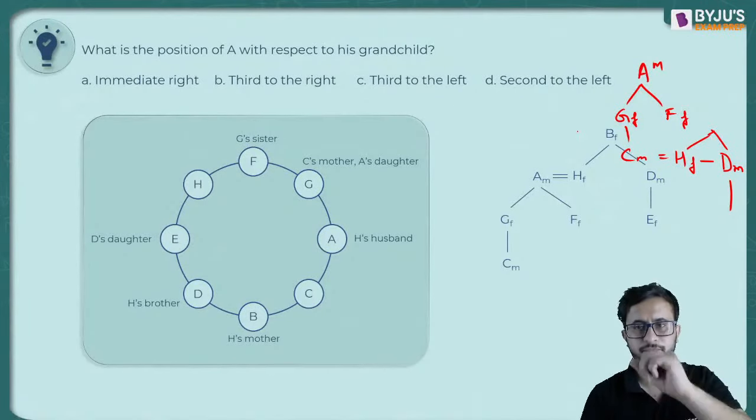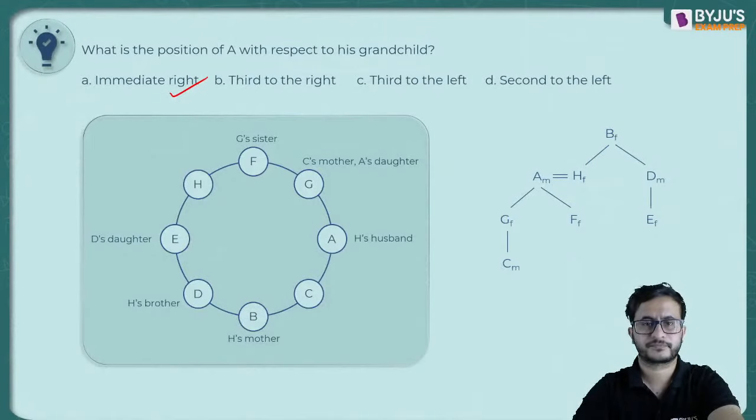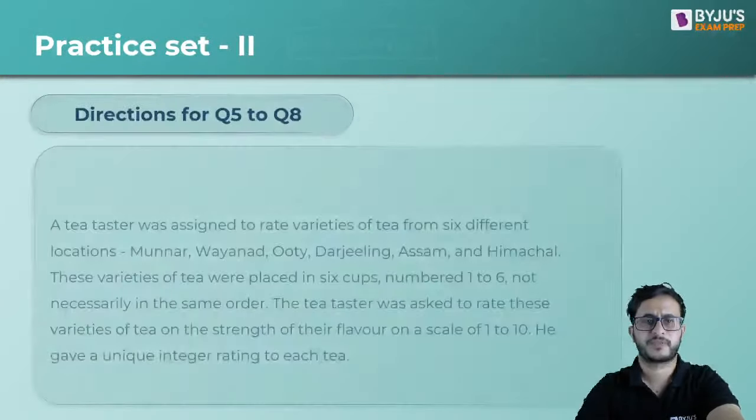Okay. So the next question is, what is the position of A with respect to his grandchild? So A's grandchild is C, right? So with respect to C, A is the immediate right. Okay. All right. So let's do the next set.